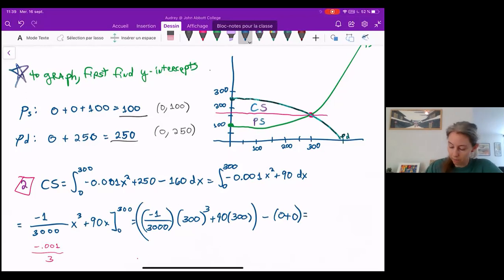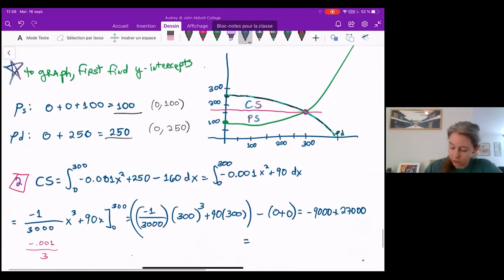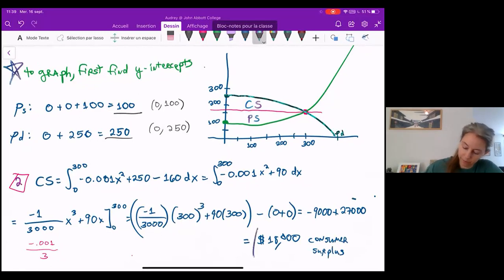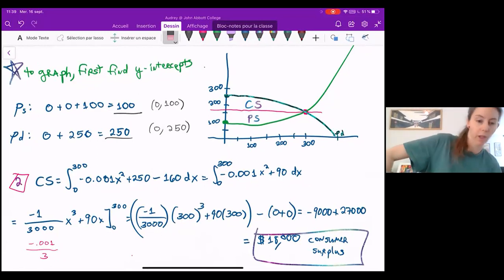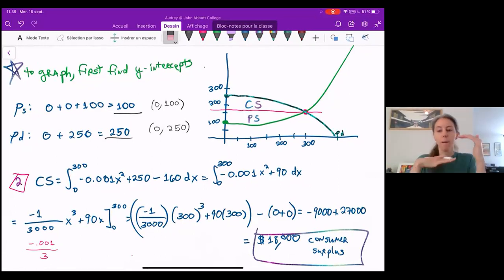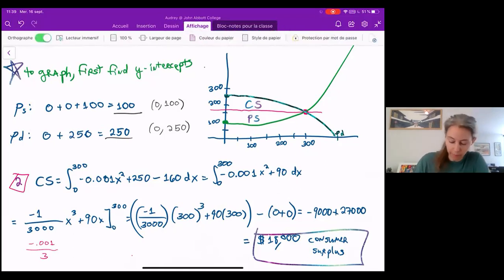which gives me negative 9,000 plus 27,000 for a final answer of 18,000 consumer surplus. It's money, so I put my dollar sign. There we go. So in this case, it was just taking a simple antiderivative. We really just needed to remember our formula, the demand function minus that equilibrium price.